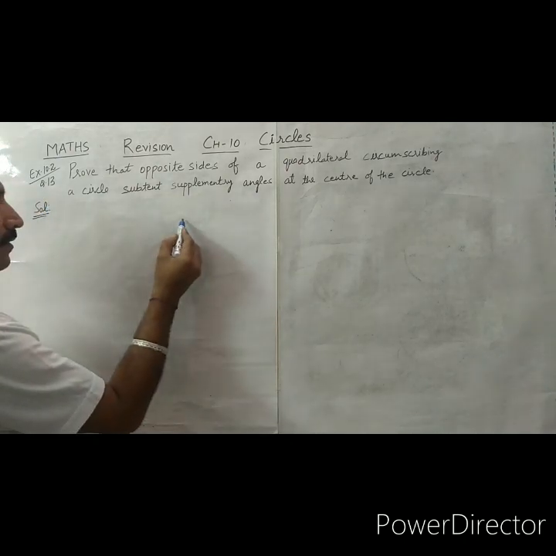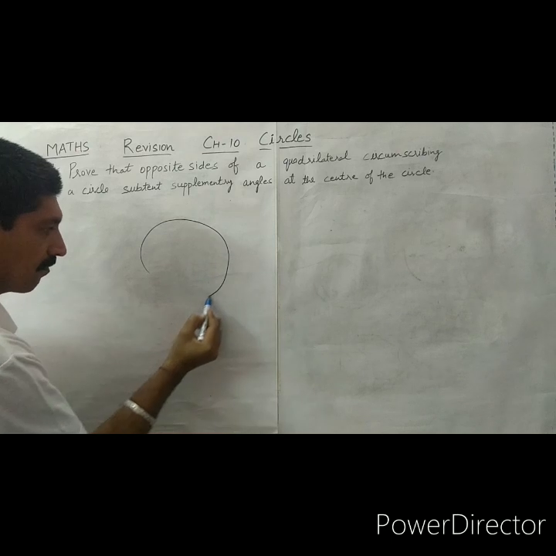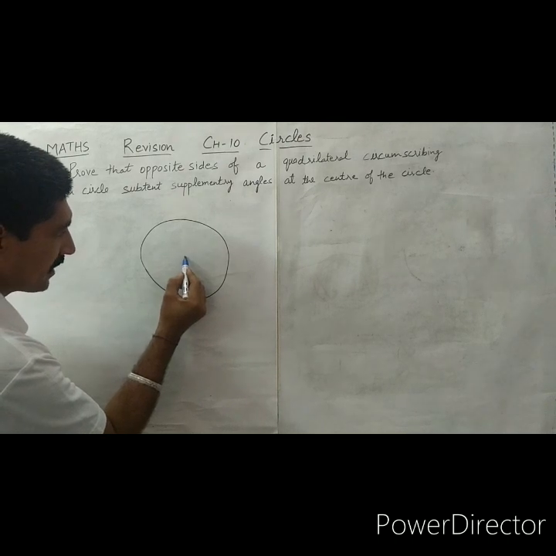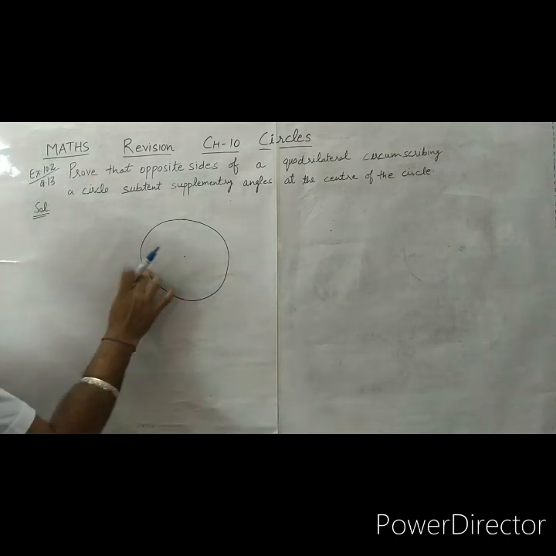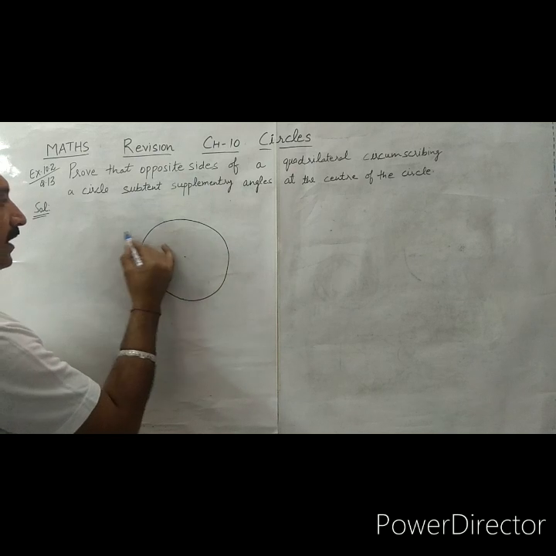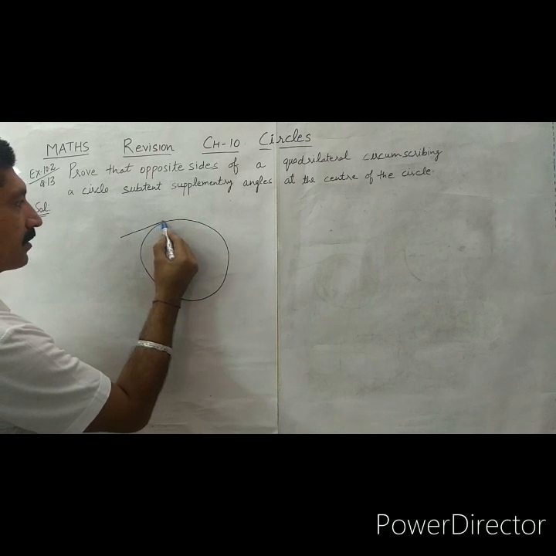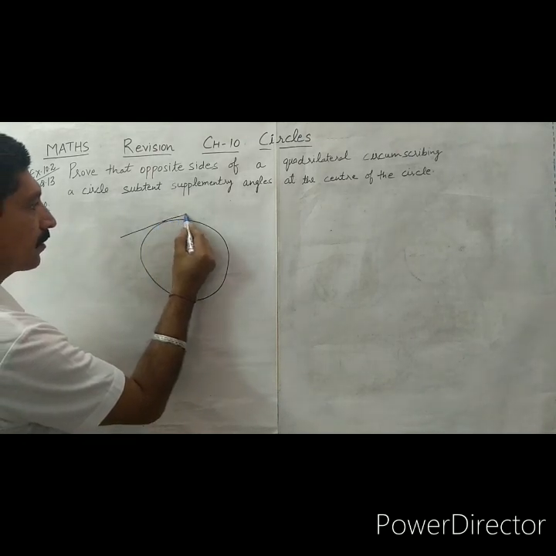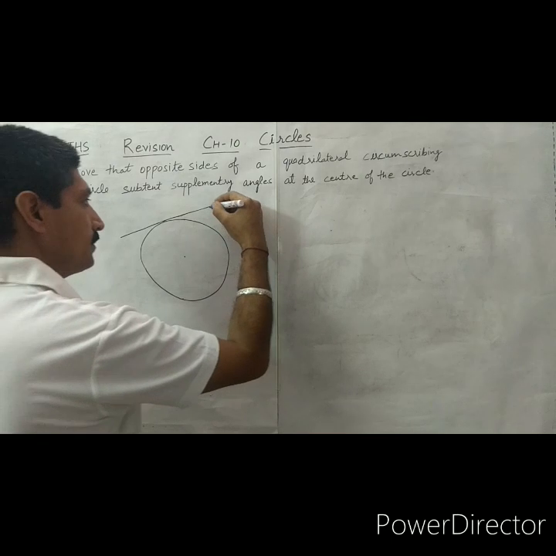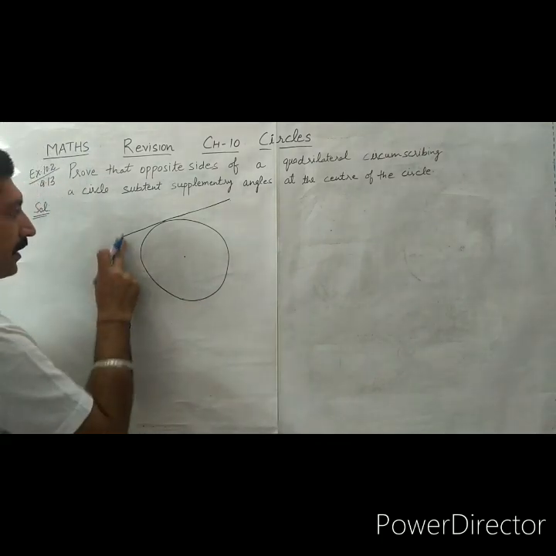If we are drawing one circle, if O is the center of a circle and a quadrilateral, any quadrilateral, let here we have one tangent and another one. A is the point.